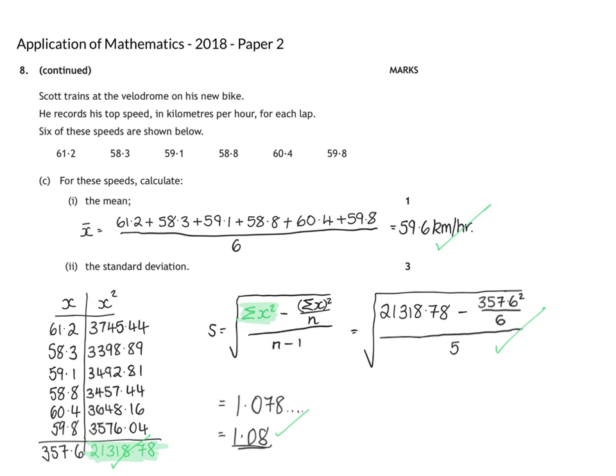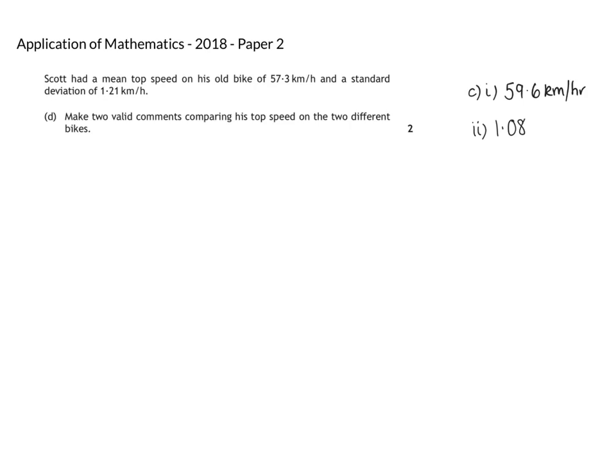So we're going to have to use these in part D, because if we've got a question like this, we'll always have to do a comparison between our standard deviations for 2 different sets of data. So going forward on to part D. Right, so as you can see, we've got part D. Scott had a mean top speed on his old bike of 57.3 kilometers per hour and a standard deviation of 1.21. Make 2 valid comments comparing his top speed on the 2 different bikes.